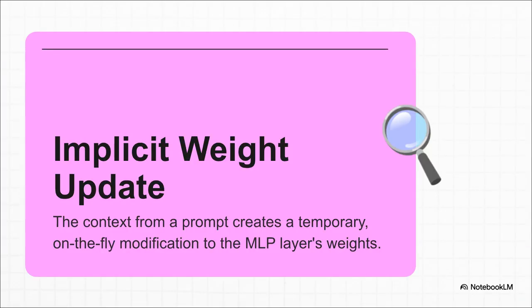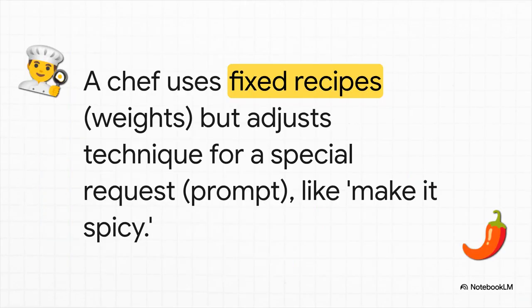And the answer, according to a really groundbreaking new theory, is something called an implicit weight update. The idea is that the context we provide in the prompt, our Flippertish examples, causes the first part, the self-attention layer, to create a temporary, on-the-fly update to the weights of that second part, the MLP layer. So the model's permanent programming doesn't change one bit, but for this one specific task, it acts as if it has.